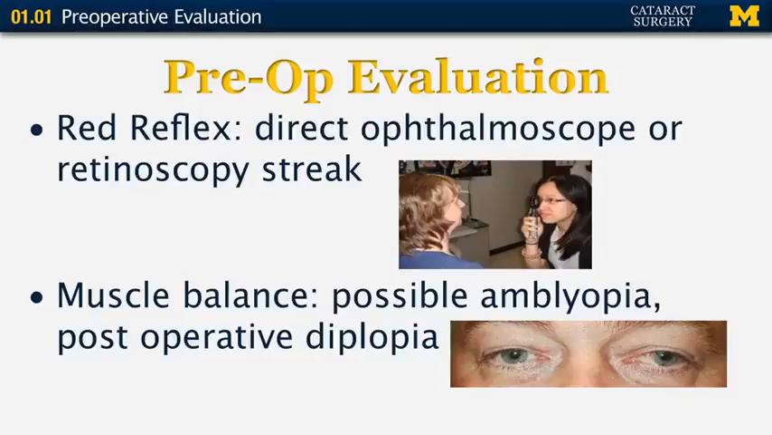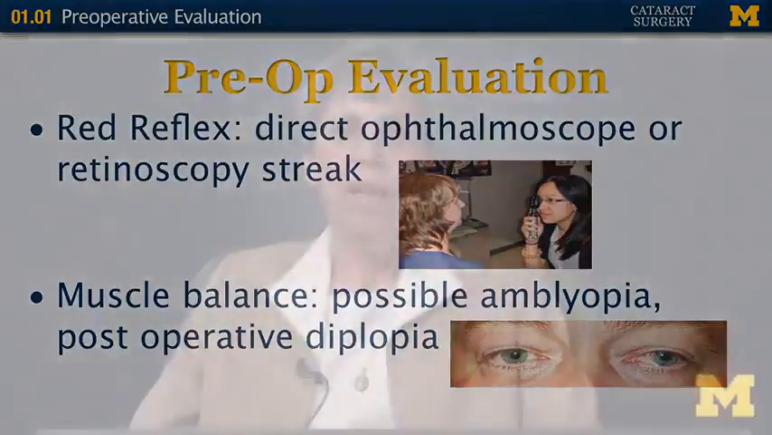The preoperative evaluation can also include looking at the red reflex. This can be done either with the direct ophthalmoscope or with a retinoscopy streak. This is vital if you have a patient where the vision is quite poor, but the cataract on slit lamp examination doesn't look that bad. The direct ophthalmoscope or the retinoscopy streak with the red reflex can give you an idea of whether the cataract is significant.